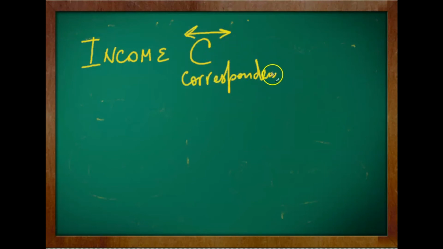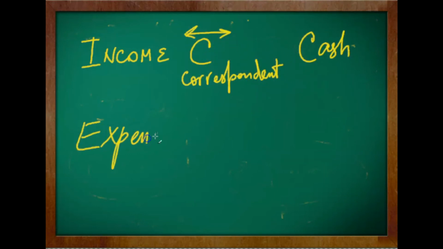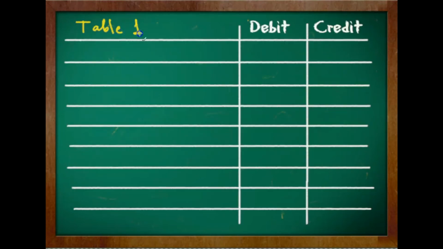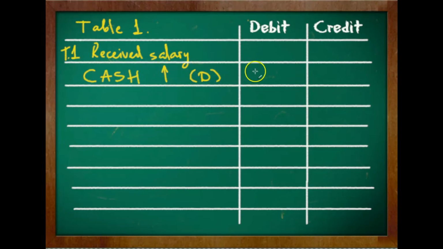In our case, I used cash account as correspondent account for both income and expenses. Let's draw a table to record transactions for income. Transaction 1. Received salary for the month. Cash is debit account, I receive money, which means my cash value should go up, then I need to debit my cash account. On the line cash I put $3,600 in debit column.